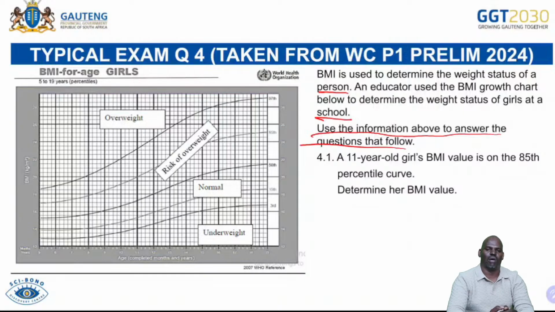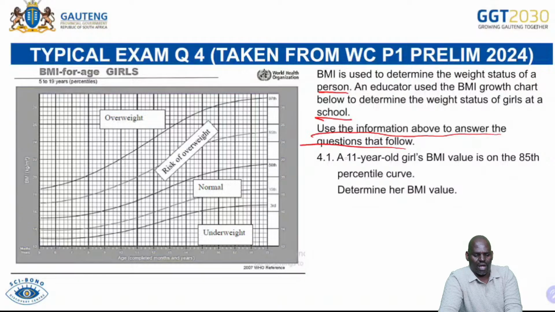Boys and girls, I'm sure you also did this part of data handling. Okay, remember, this can be in paper 1 and also in paper 2. So if you don't find it in paper 1, chances are you might also find it in paper 2. These are the growth charts.